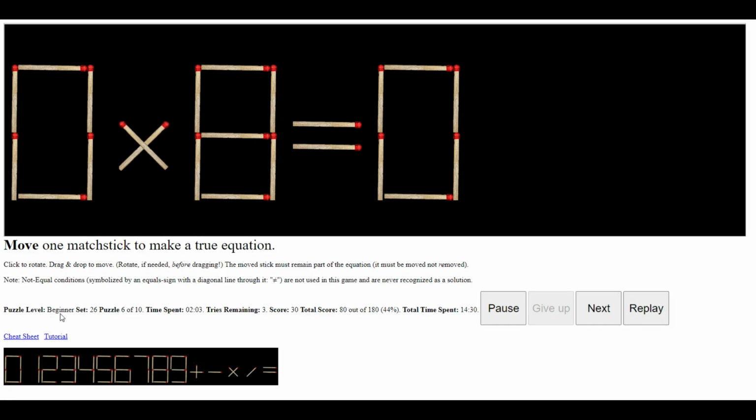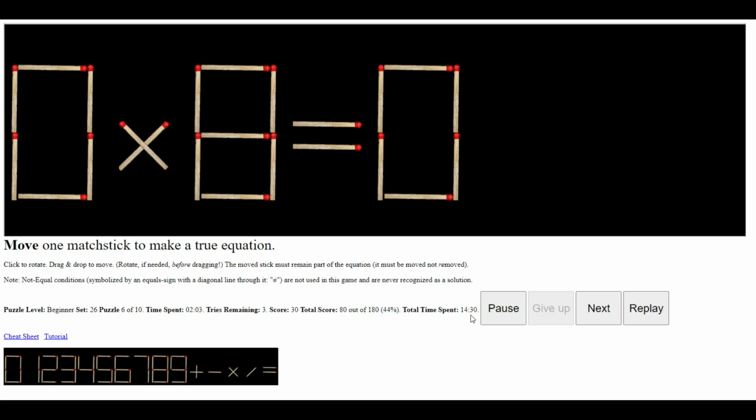Notice that this line here is your scoreboard. It shows the level and number of the puzzle set, the time you've spent solving it, how many tries you have remaining, and your score for the current puzzle, once you've solved it or given up. You can gain 30 points for each puzzle you solve on the first try, for a maximum total score of 300 points for the set. 10 points are deducted for each unsuccessful try. Next, we show your cumulative score and the total time you've spent on the puzzle set.